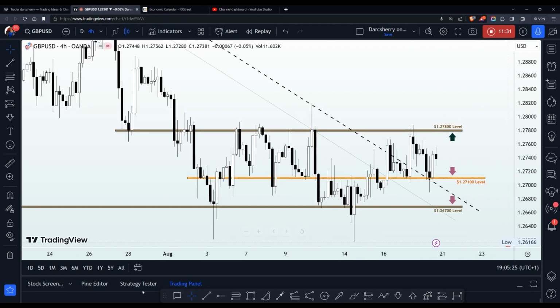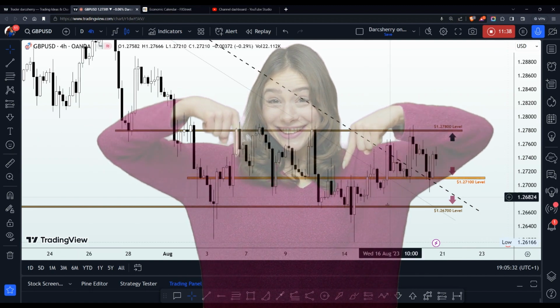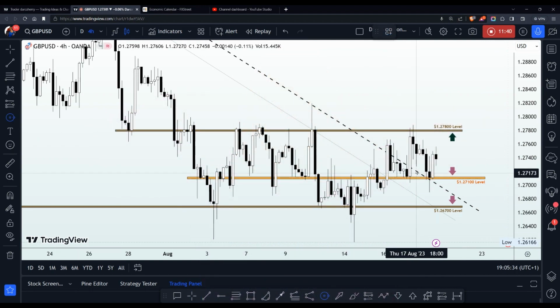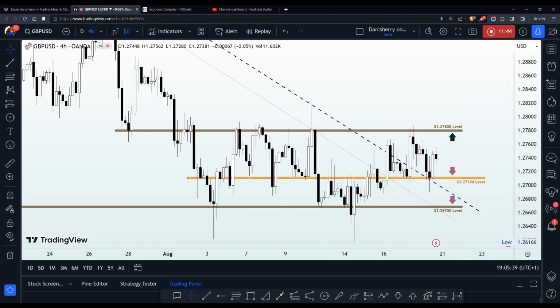But trust me, I will be with you in the comment section on this platform to give you an update after monitoring how participants in the market will be reacting to this current market structure during the early hours of the new week.